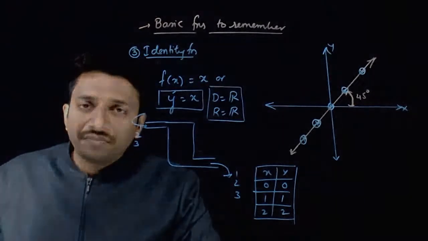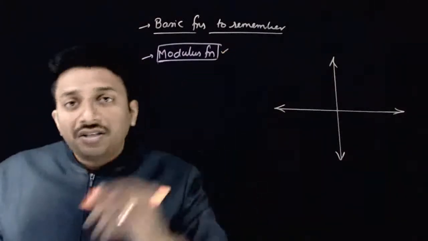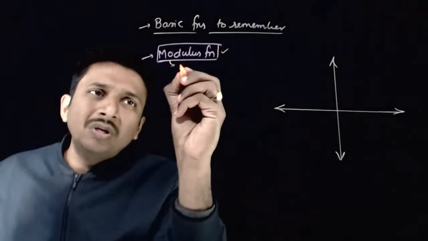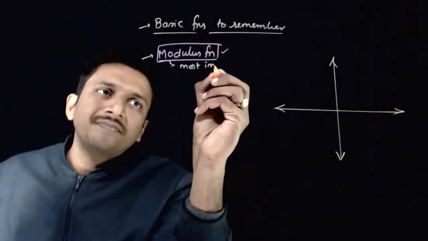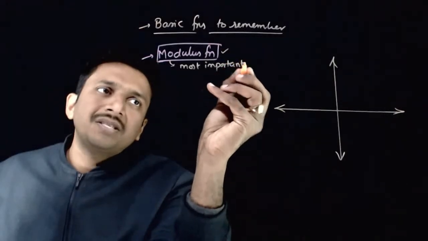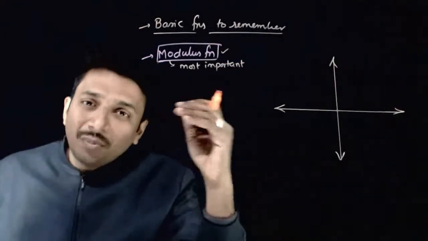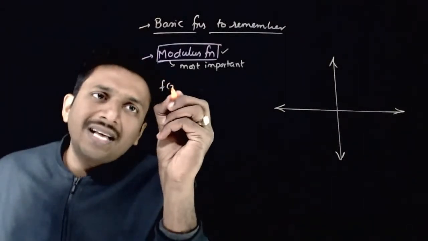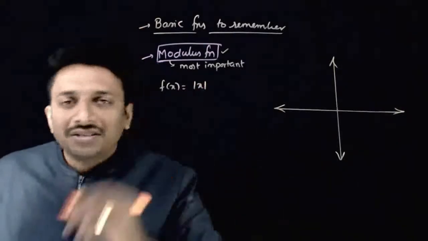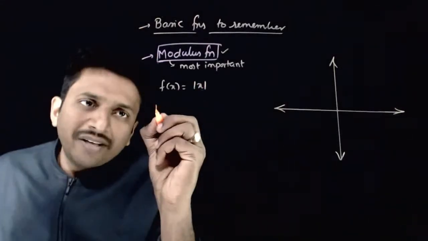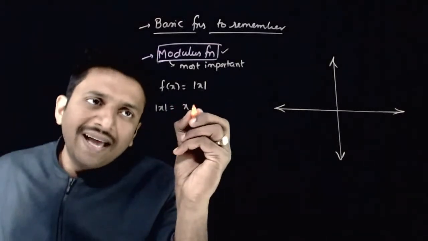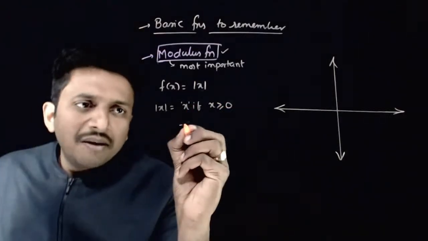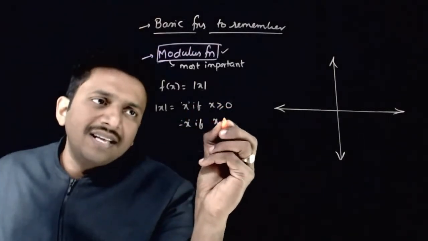Now let us go to our next function. So the next function is the modulus function. It's a very simple function, and I feel this is the most important function that you need to master. So this modulus function has applications in most of the other chapters. So what is the modulus function? This is represented as f of x is equal to mod x. And the definition of mod x is equal to x if x is greater than or equal to 0, minus x if x is less than 0.